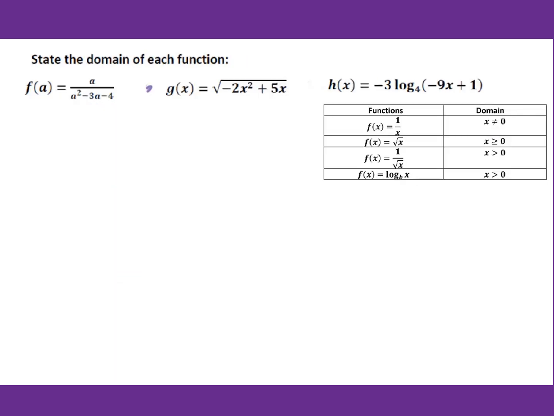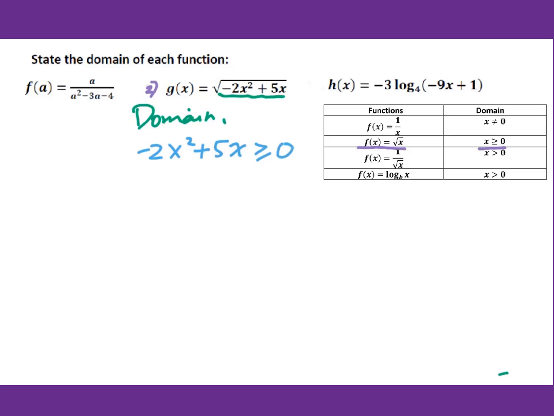Now let's go to the second question. G of x equals the square root of negative 2x squared plus 5x. First of all, we know this is a square root function. Then the radicand is greater than or equal to 0. We figure out negative 2x squared plus 5x is the radicand. So we set up the domain like this: negative 2x squared plus 5x greater than or equal to 0.